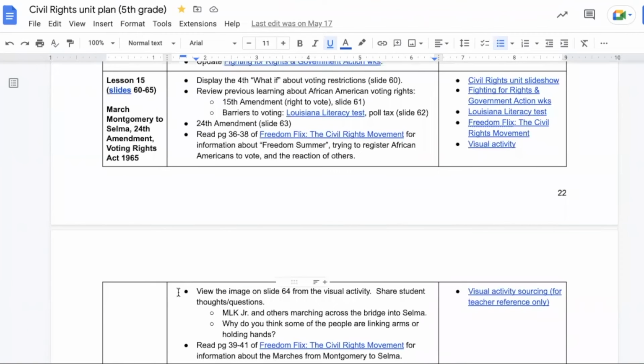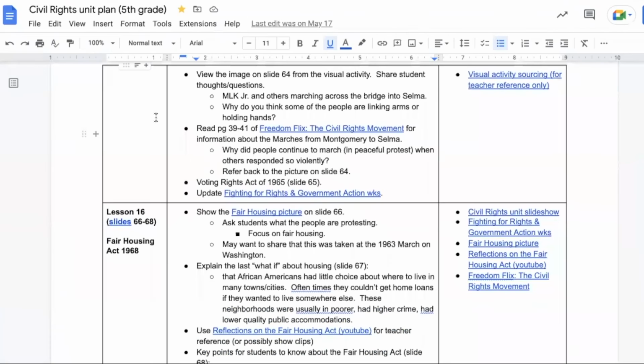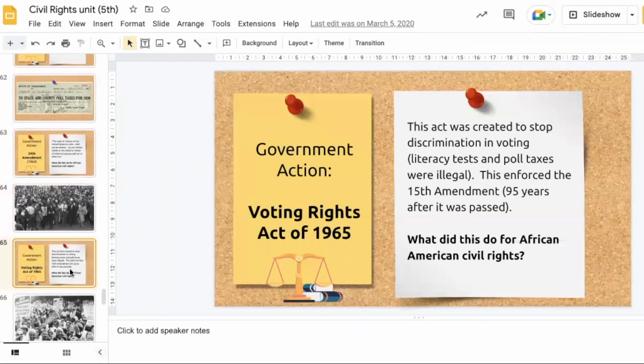Lesson 15, we're taking a look at the March from Montgomery to Selma, the 24th Amendment, and the Voting Rights Act of 1965. In this one, we review some of the barriers to voting, such as the literacy test and the poll tax. Have students look at this image of Dr. King and the other members of the march. Have students consider why people continued to march and complete these peaceful protests when others responded with violence. Then take a look at the Voting Rights Act of 1965.